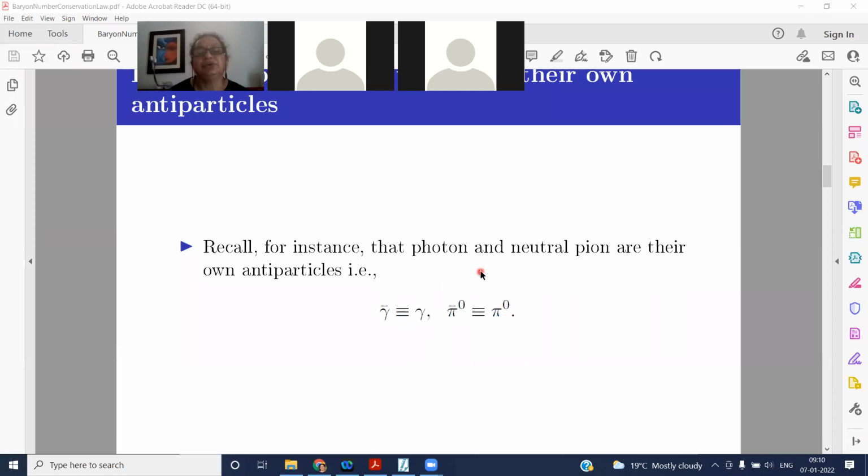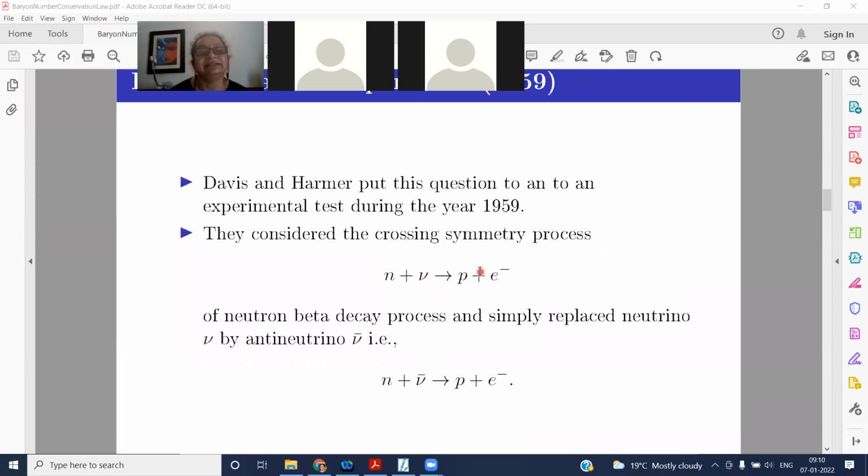we have photon and neutral pion, which are their own antiparticles. Now, Davis and Harmer are the experimentalists who put the question of whether neutrino is equal to antineutrino or not. This is an experimental test conducted during the year 1959. In 1956 the neutrino was discovered, or rather the antineutrino was discovered. So they considered the crossing symmetry process.